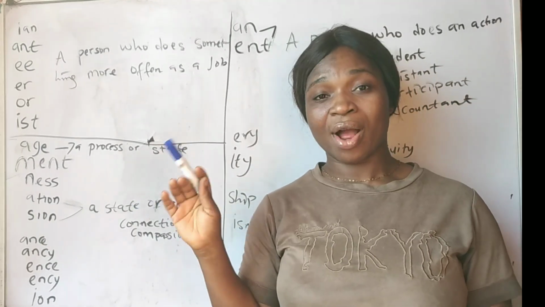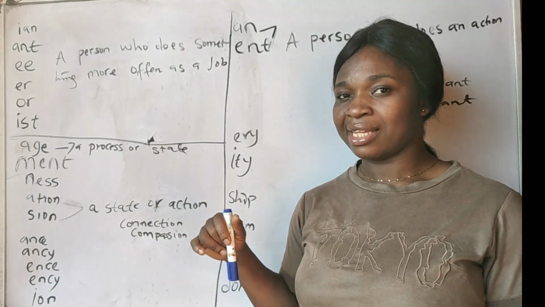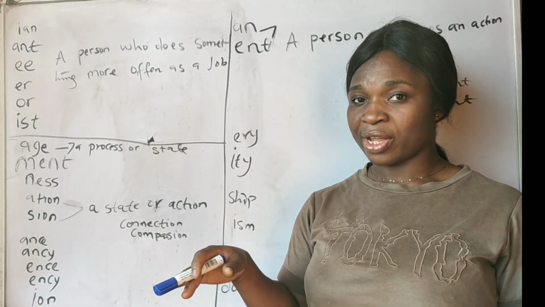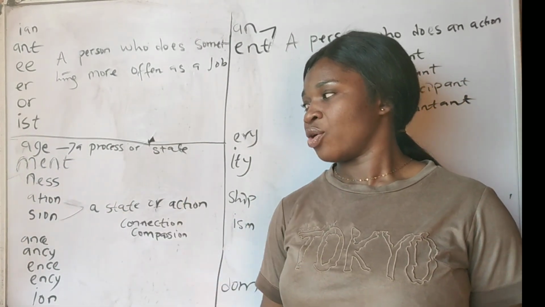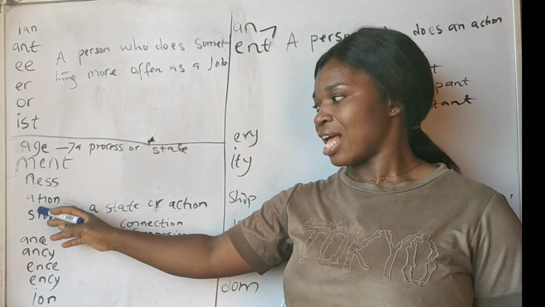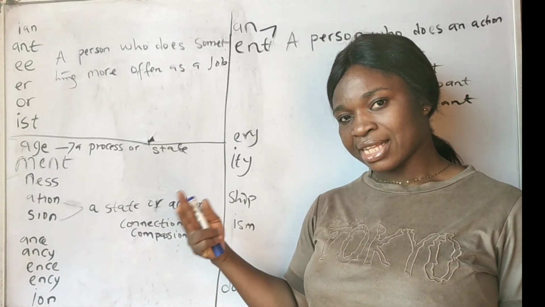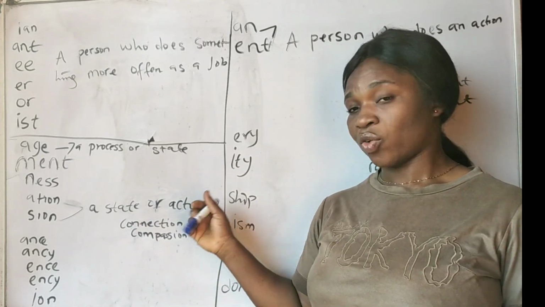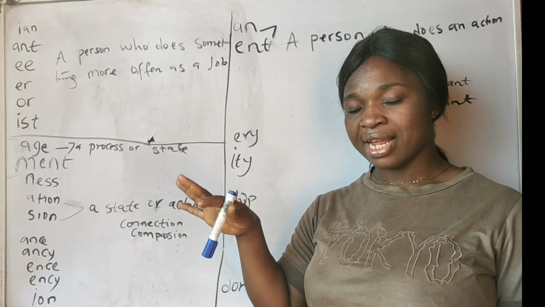Remember, we are working on word class, and at the moment we are working basically on the verb and noun part. Okay, so we have age, ment, ness, action, tion, connection. Please, can you connect me to the source? We have connect being the verb. When it becomes a noun, it is connection.